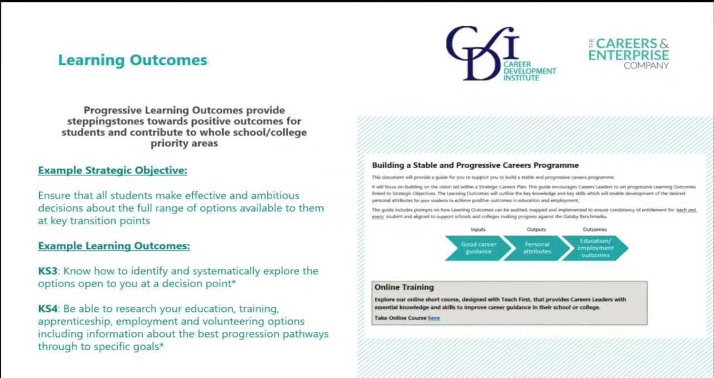The learning outcomes are quite subtly different, and one builds on the other, but both together provide those stepping stones towards that really important strategic objective that students are making effective and ambitious decisions. So once learning outcomes are defined, a careers leader can start to consider the best vehicle for those, including using Benchmark 4 and mobilising teaching staff. How can teaching staff be mobilised to incorporate those key learning outcomes within their teaching?